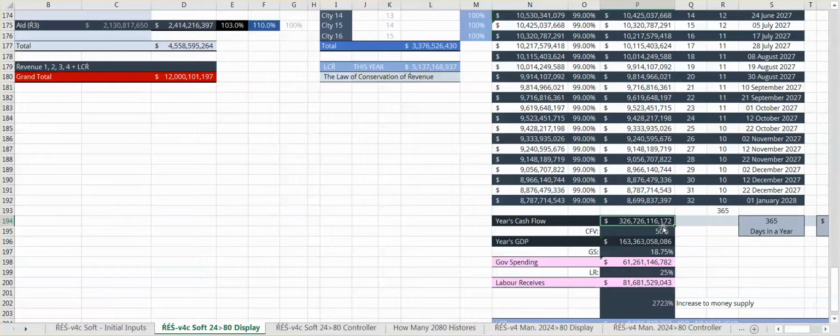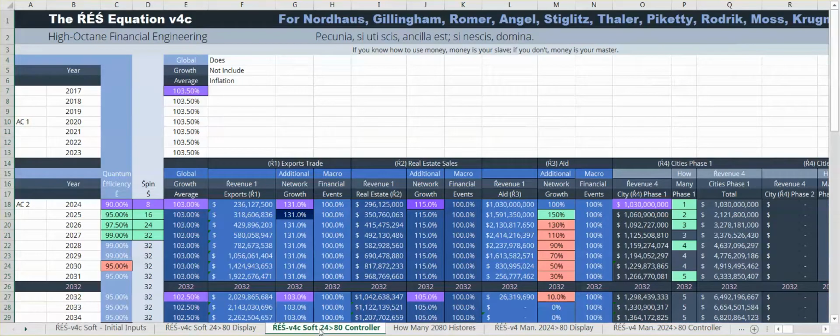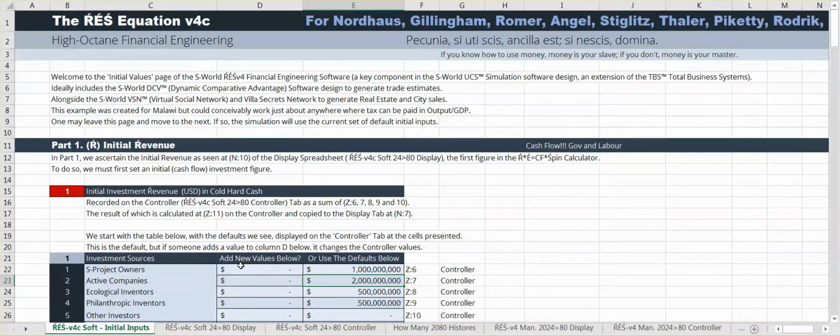Okay, now we go to the controller CMS, and the tab RES v4c Soft 2480 controller. When using the software, after adjusting initial inputs, this is how we create different simulations. When you see a cell in purple, it indicates a value that is created by the initial inputs. So we see these purple cells, those are created from the inputs that are here.